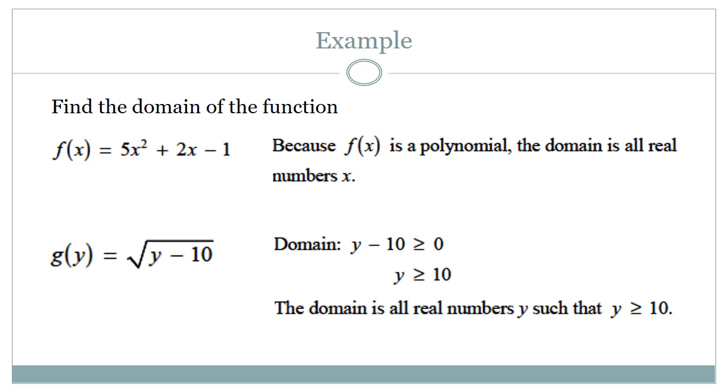G, on the other hand, is a root, and we do not want y minus 10 to be negative. So y minus 10 has to be greater than or equal to 0, which means y has to be greater than or equal to 10. So our domain is y greater than or equal to 10. Remember, it is okay to have a 0 underneath a root, just not in the denominator of a fraction.